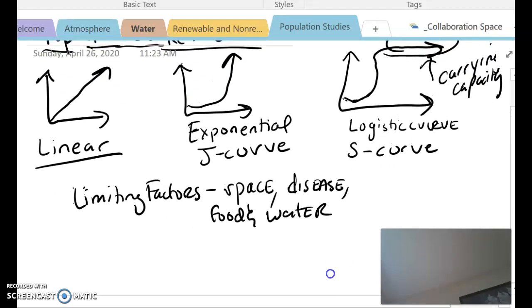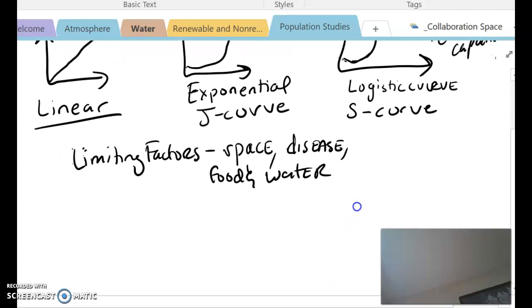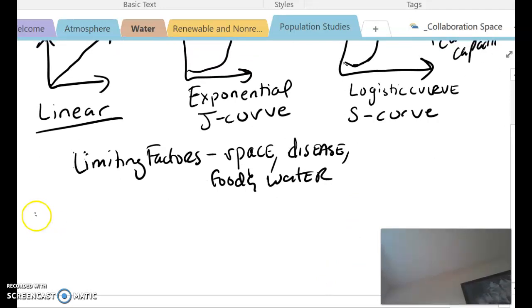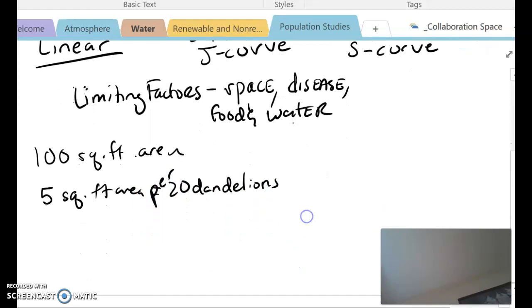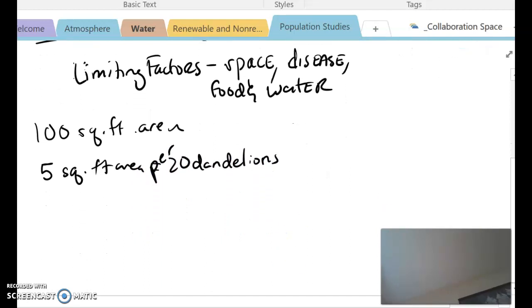Also, what do we need to know? We got our population studies. If we want to count a population, let's say we have a 100 square foot area, and it is hard to count all the dandelions in that area. But if I just look at a 5 square foot area, and I know that there are 20 dandelions in there, okay? So for every 5 foot square area, there's 20 dandelions. I can figure out an estimation of this population.